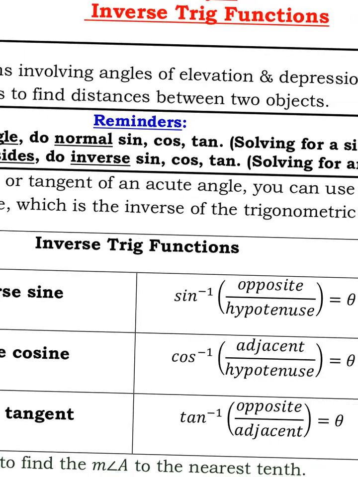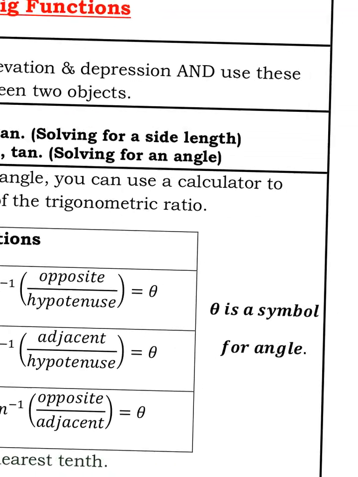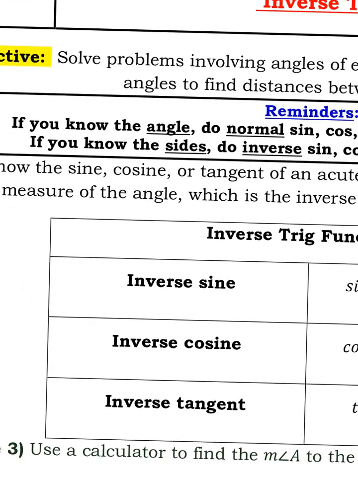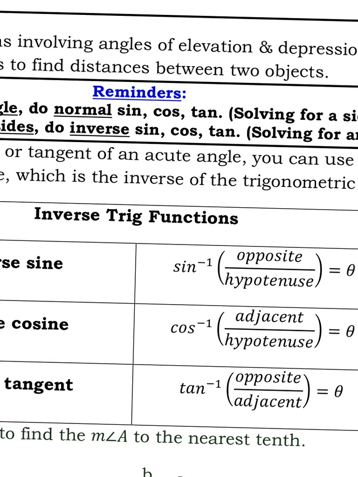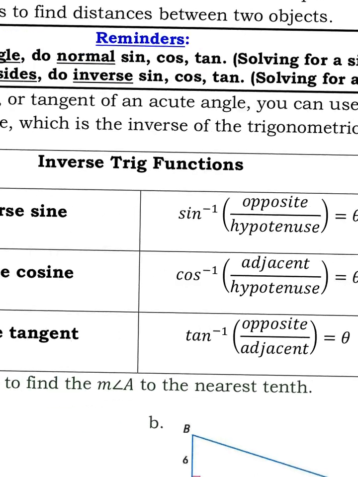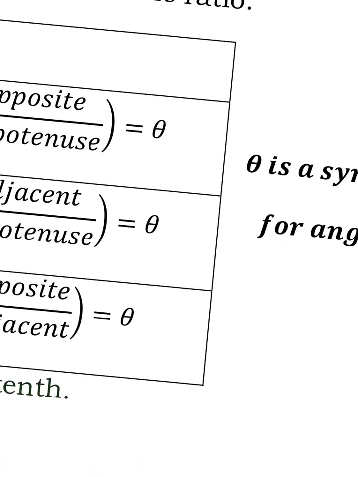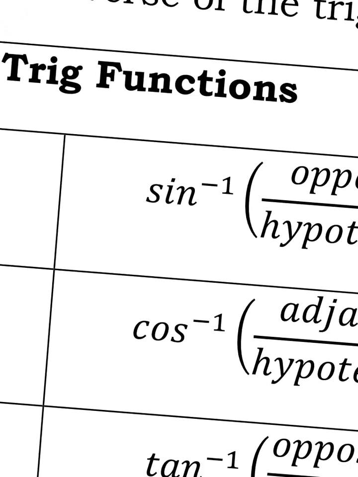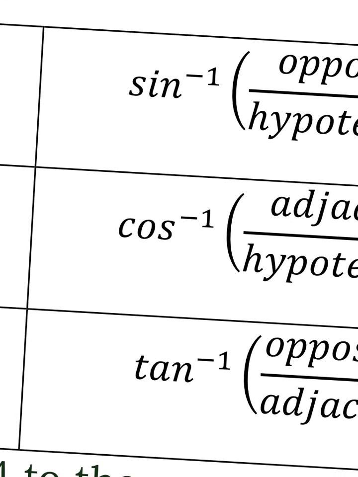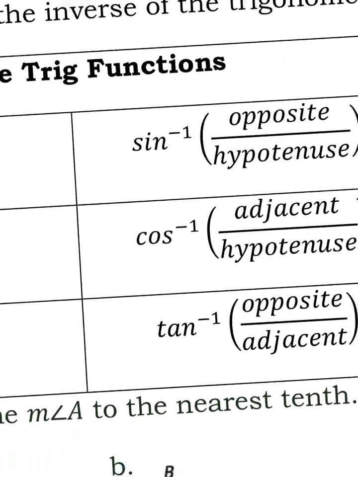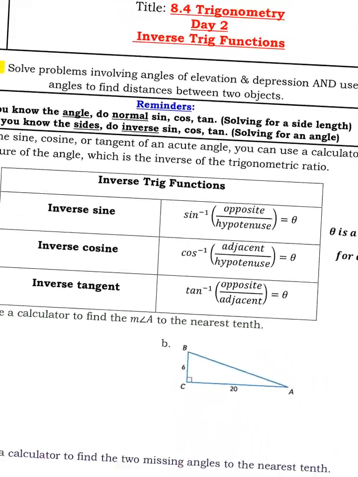If you know the angle, do normal sine, cosine, or tangent, because you're solving for a side length. If you know the sides, do inverse sine, cosine, or tangent, because you're solving for an angle. I use the theta symbol for angle in my notes, and inverse is denoted with the power of -1. If you're using the TI calculator, under the control is the trig button, and when you press that trig button, that whole bottom row is all inverse trig functions.